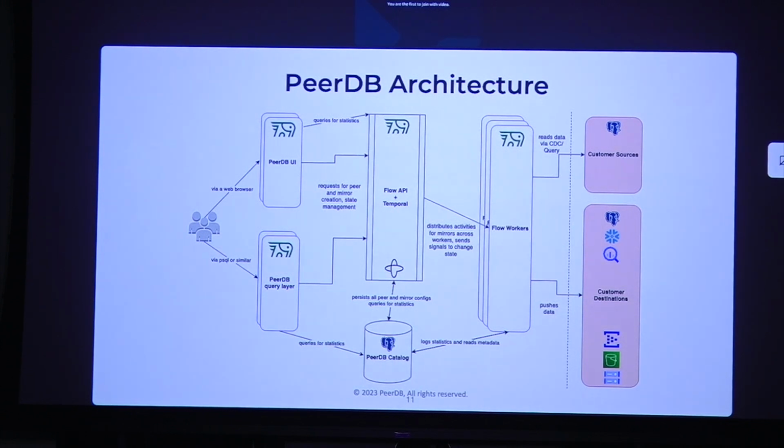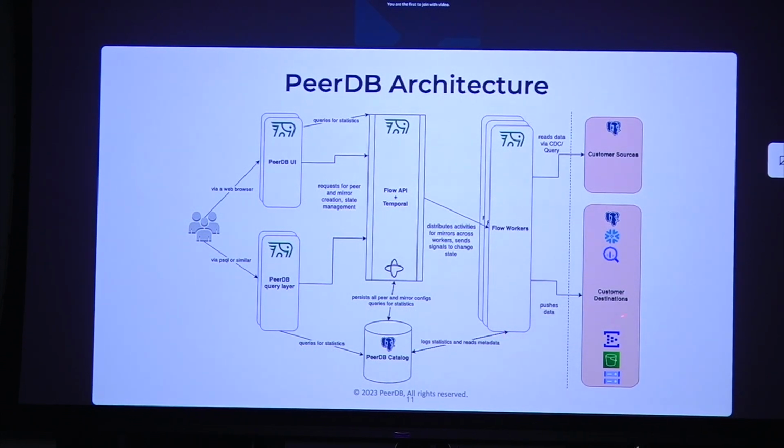This has an advantage in case an activity fails. For example, if I couldn't create a table, Temporal automatically detects the failure and retries the activity. So our mirror is basically rock solid. It will either fail and retry itself, or it will report that it has failed and can't proceed from now on. The flow workers read from Postgres and can write to any of our supported destinations.